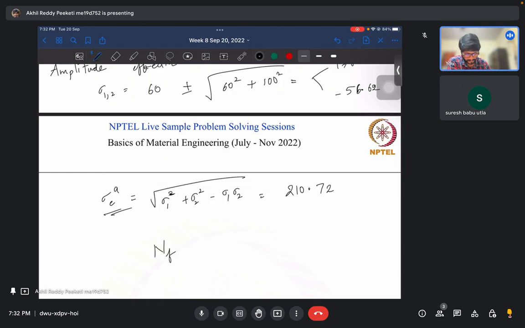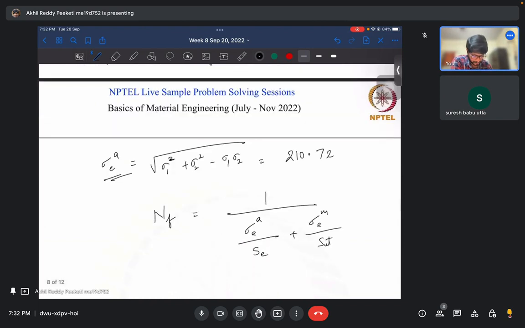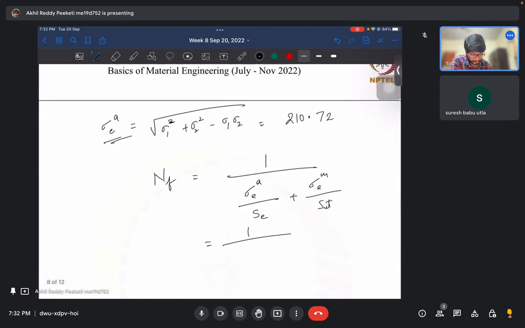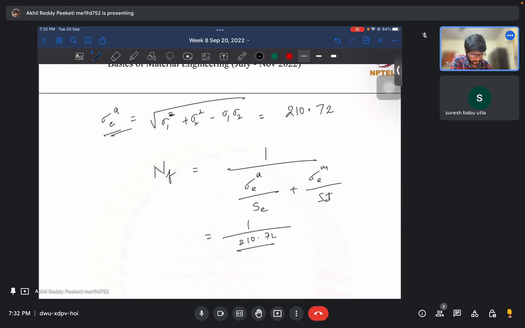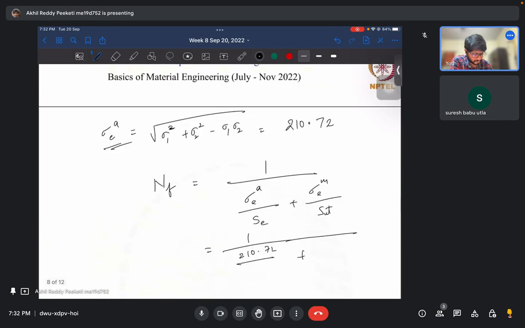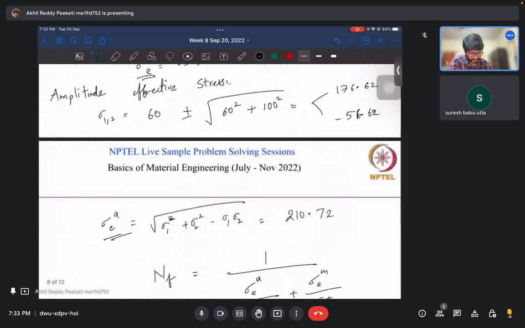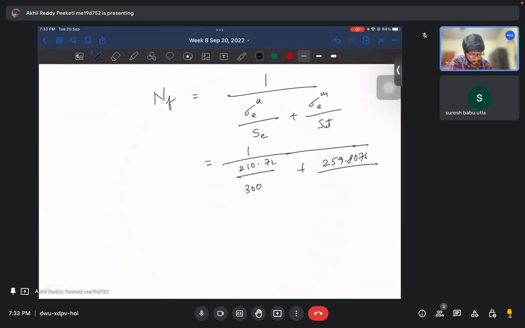So for factor of safety, modified Goodman's formula: amplitude by endurance limit plus mean by ultimate tensile strength. That's it. So 210.72. So what were the tensile? 300 and 650. Okay.